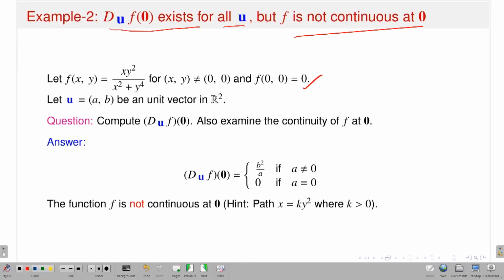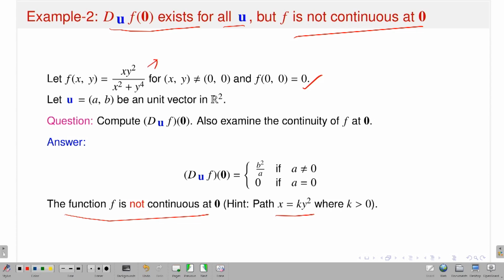So this kind of function you might have seen in my earlier lectures. This is not continuous, you can easily see because I have already written the function is not continuous, because you choose the path x is equal to k y square. If you choose this kind of path and come to the origin, you will see different values for different values of k. So therefore the limit does not exist, and the function is not continuous at the point 0, 0. That is easy because by looking at the function you can easily get the corresponding path.